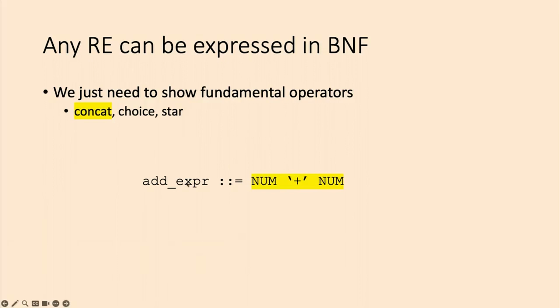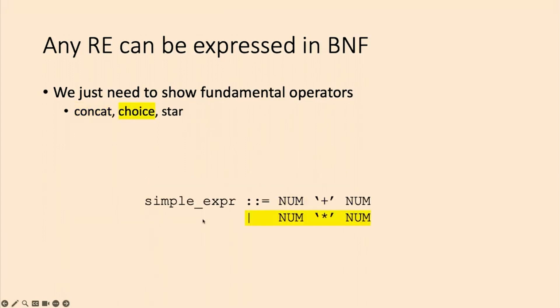We have a non-terminal, and it can be num plus num. That's just concatenation of strings. Choice is easy as well. We said a non-terminal can be one sequence of operations, or it can be another. That gives us the choice. Now the question is can we build the star operator in context-free grammars? What do people think? Simon's saying yes. How do we do it?